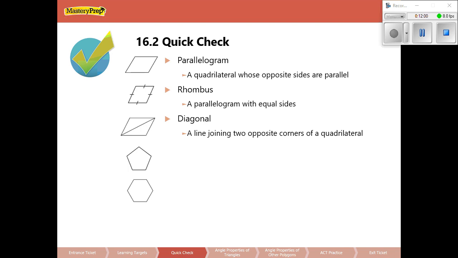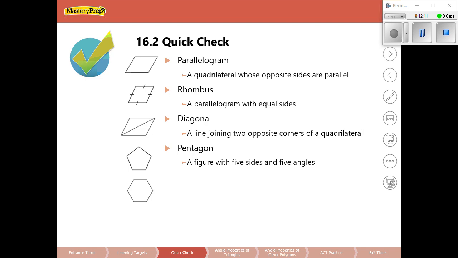A diagonal is a line joining two opposite corners of a quadrilateral. It has to be opposite. A pentagon is a figure with five sides and five angles. Hexagon: a figure with six sides and six angles.